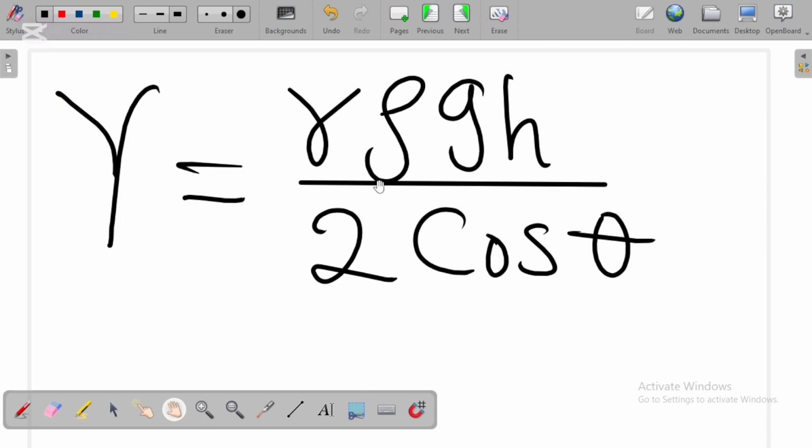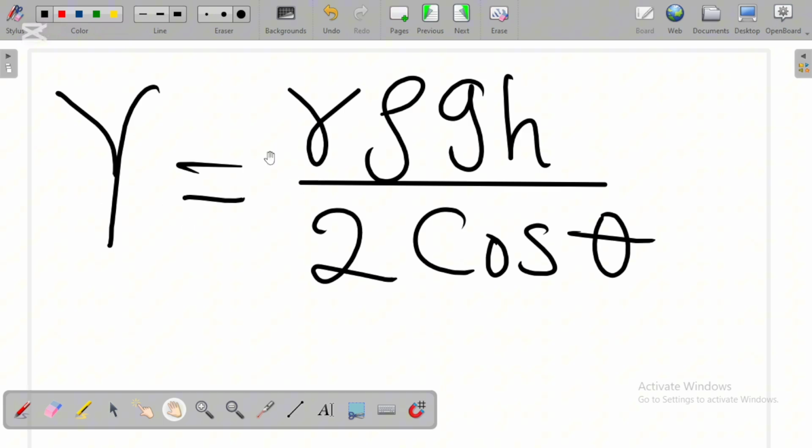If you want to understand how to get this formula very well, kindly check the description of this video and you will see a link to our introductory video on surface tension. In that video, I taught how to derive this formula of surface tension. Kindly check the description of this video and you will see the link to our last video on surface tension.